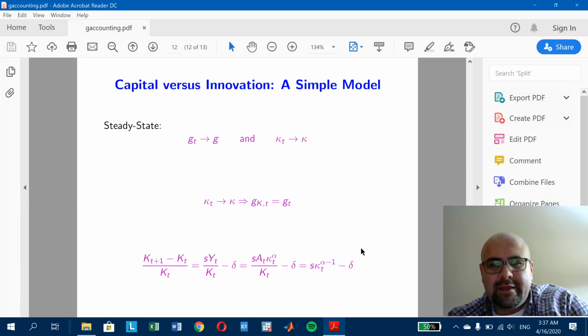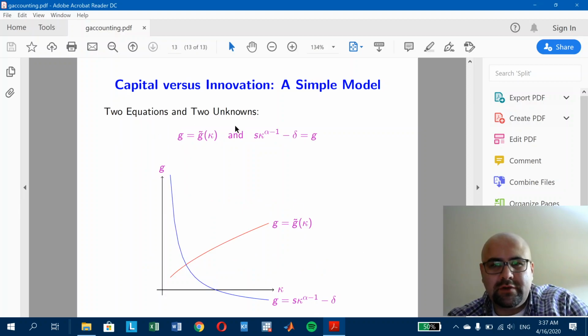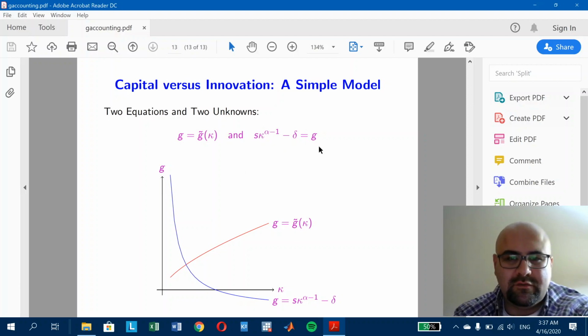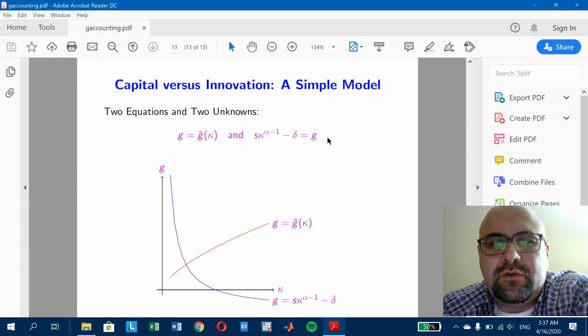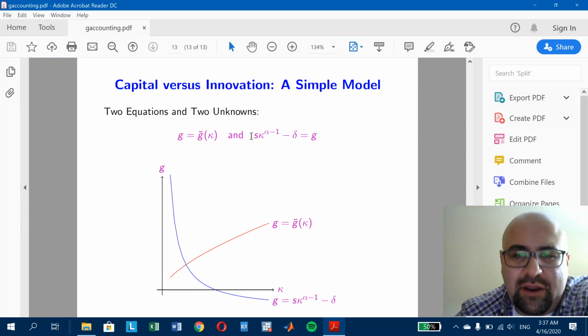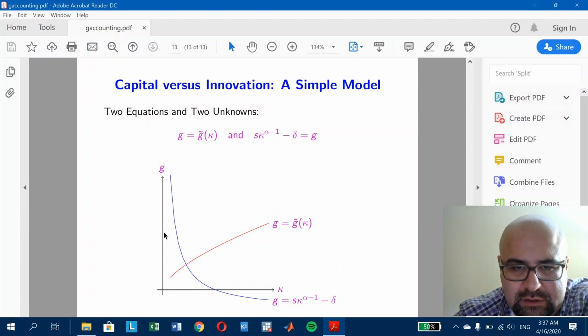Okay? Then we have two equations and two unknowns, right? The first equation is the growth equation. The growth rate at the steady state depends positively on the steady state value of kappa, but then the growth rate of productivity also must depend on the steady state value of kappa as well. So if you solve these equations, you can find an explicit formula for G and an explicit formula for kappa. And graphically, you see the result here, okay?